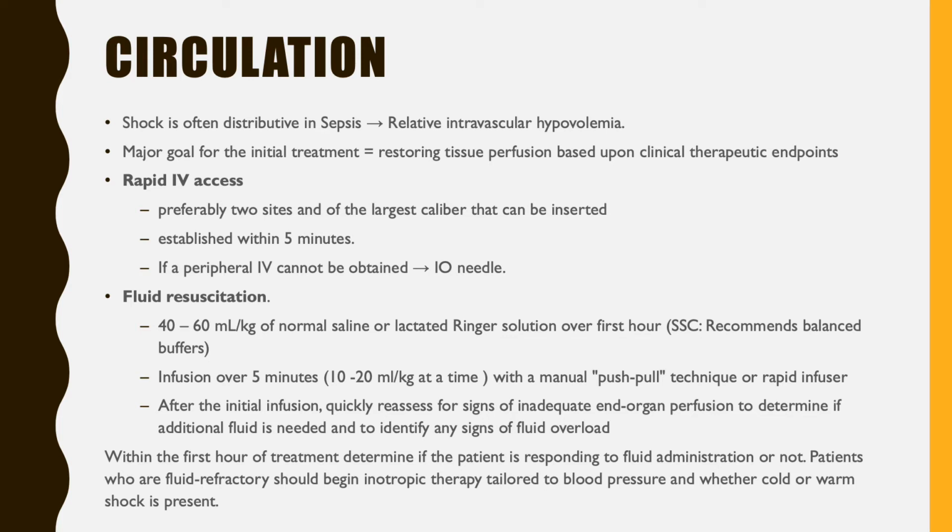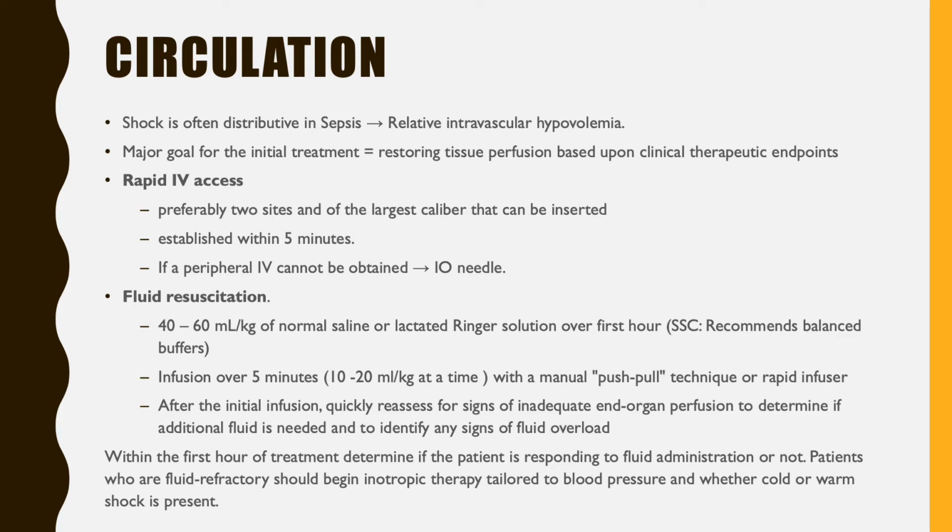In terms of how we give the fluids, the infusions need to be in small aliquots that are done rapidly, so often over 5 minutes at about 10 to 20 mls per kg at a time. You can do this with the manual push and pull method, or if you have an infusion or a syringe pump, to do it with a syringe driver instead. What's critical though is that before and after each push we assess the patient. What we're assessing for is signs of fluid overload and signs of continued inadequate end organ perfusion.